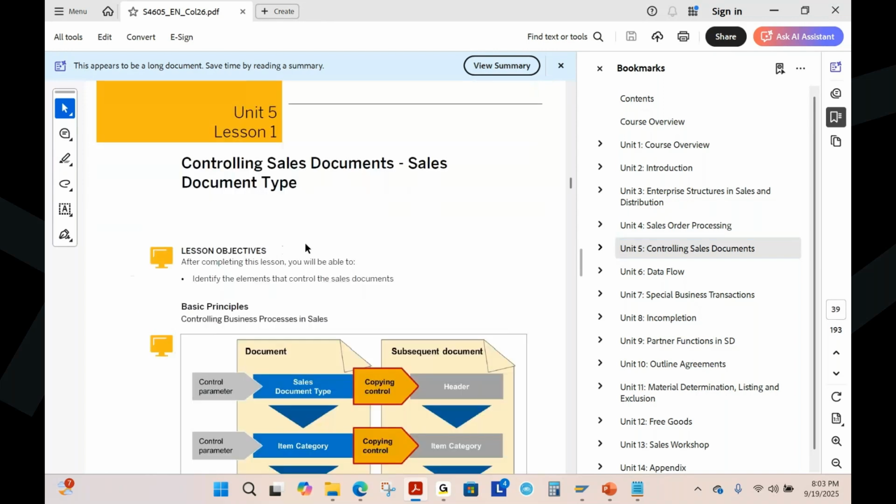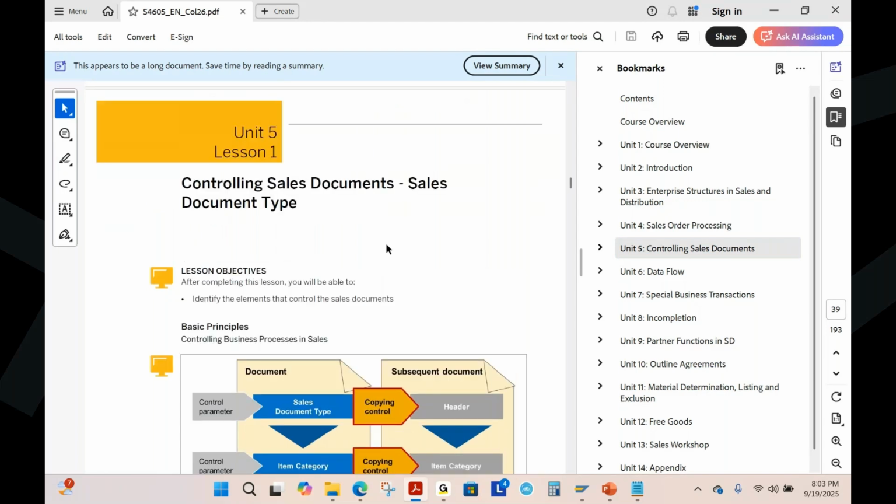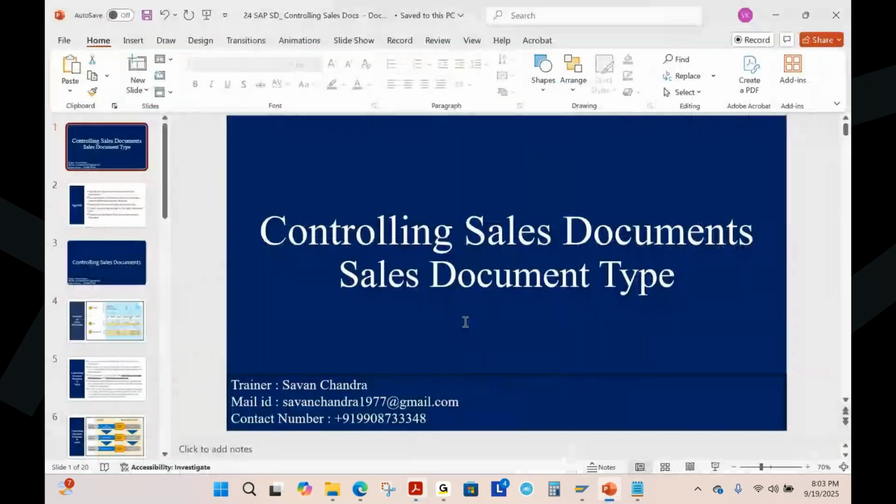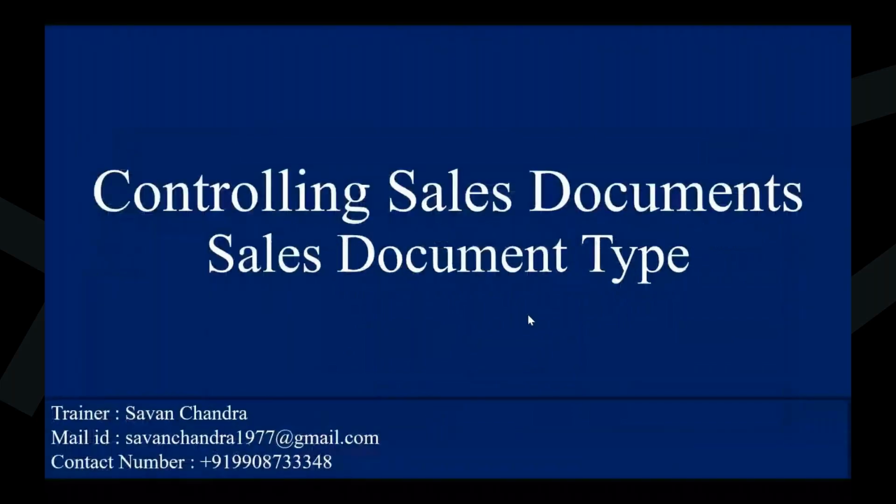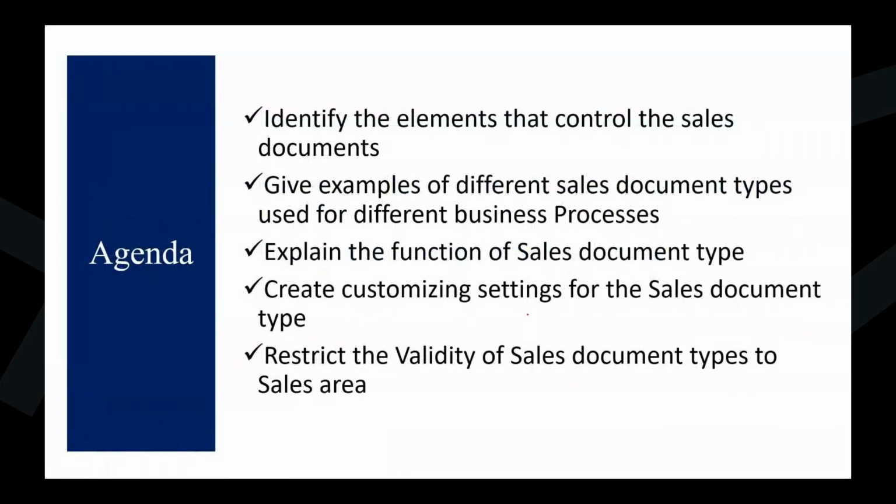Okay, basically today we will be moving to configuration. Controlling sales documents, sales document type. In this, the topics that we are going to cover are: identify the elements that control the sales documents. What are the different elements that control your sales documents, like sales order and all, we'll understand.